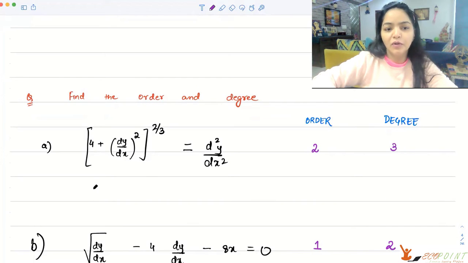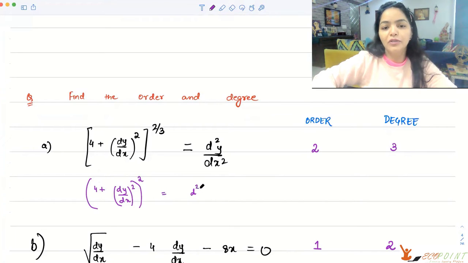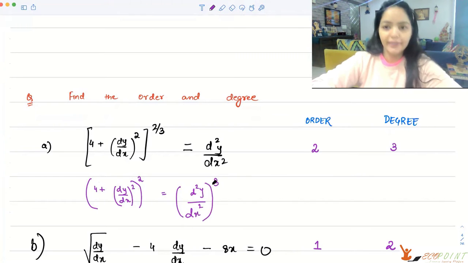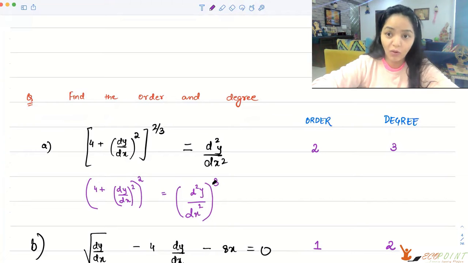So you can just cube on both the sides: (4 plus dy by dx square) whole square is equal to d2y upon dx square whole cube. So clearly, there's one thing that you can see here. The highest order of derivative that is included is d2y upon dx square. So clearly your order is 2.